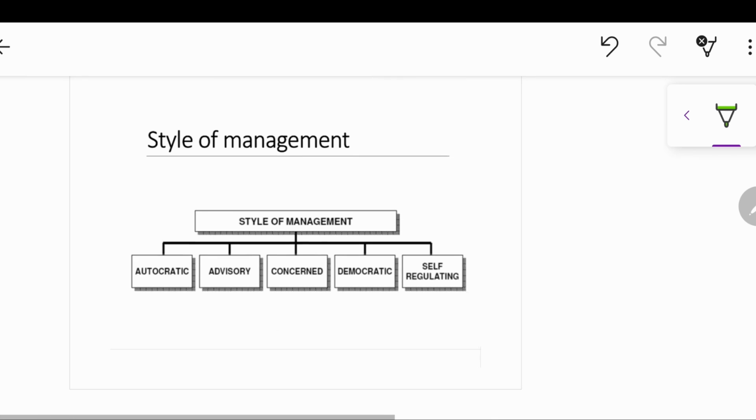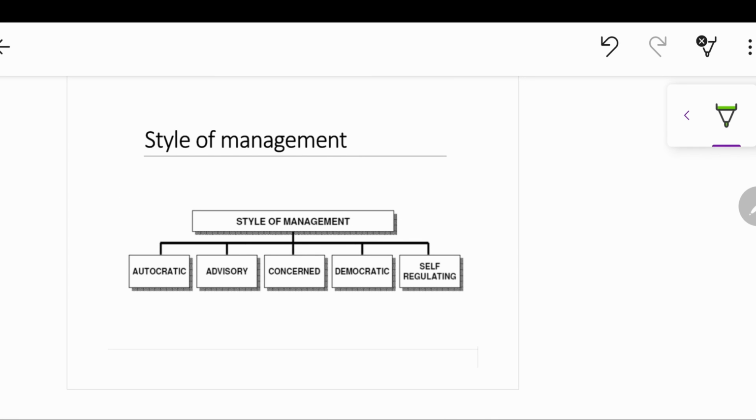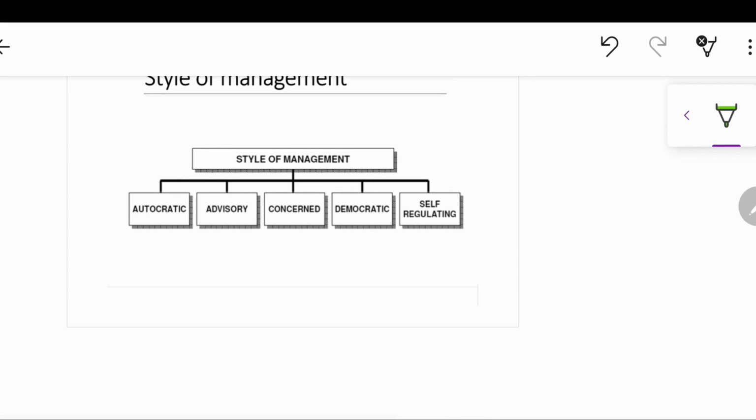Now here we can see that there are 5 styles of management, each having their own unique characteristics. So let's go through each.